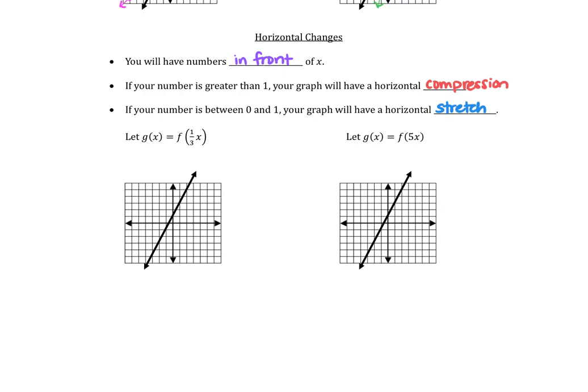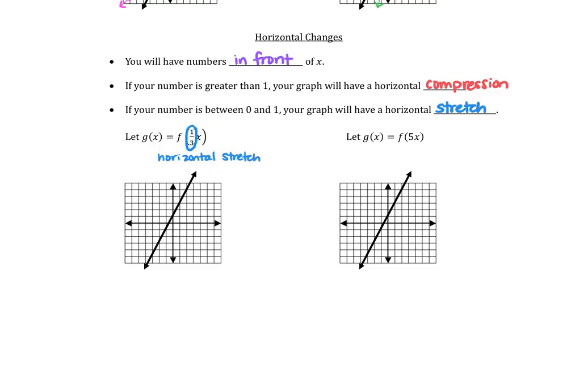Again, we're going to be using our original function as 2x plus 1. In this example, the very first one has the 1/3 in front of my x, but notice it's sandwiched between the f and the x. This is saying that only my slope is changing by 1/3, not my y-intercept. My y-intercept is actually staying the same. Because it is in front of my x, it is a horizontal change. And because it's between 0 and 1, it is a stretch.